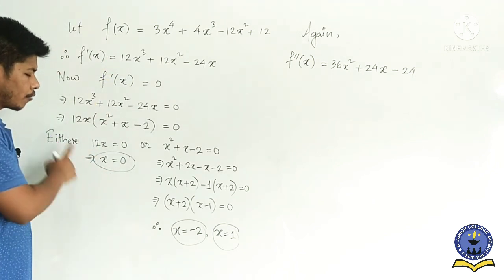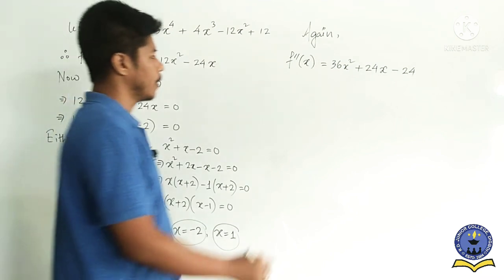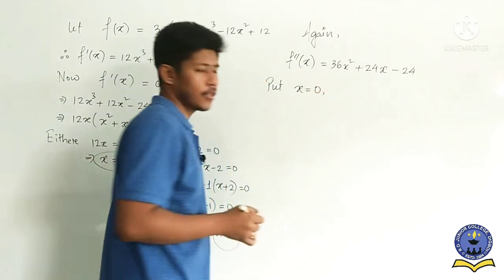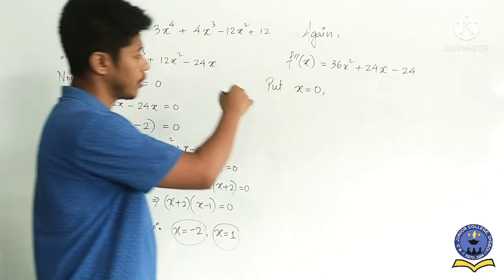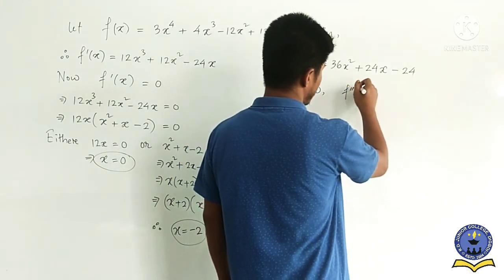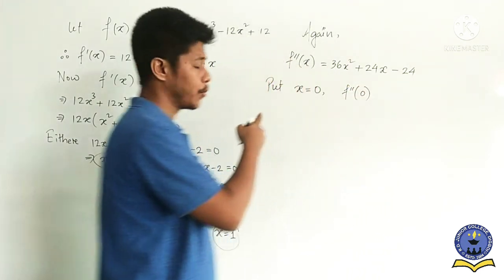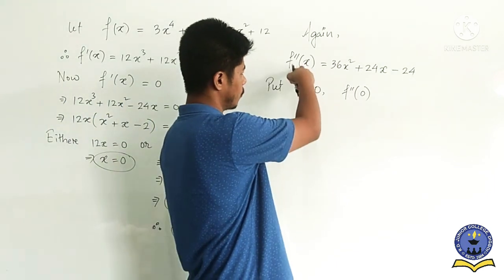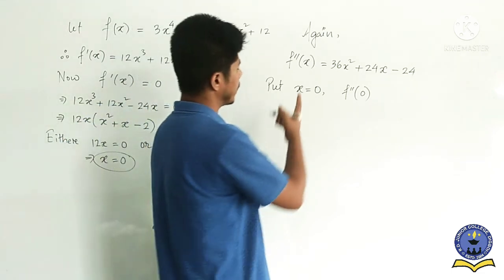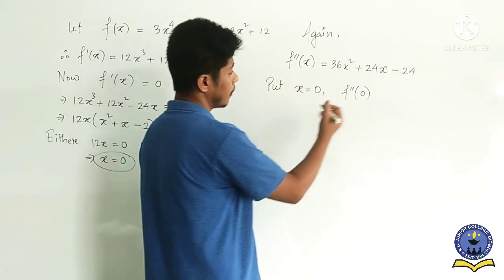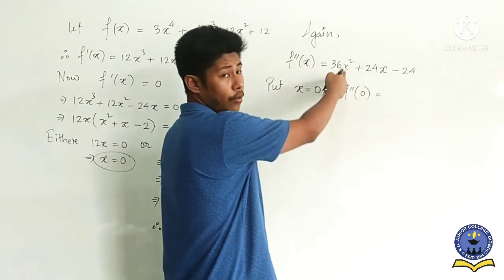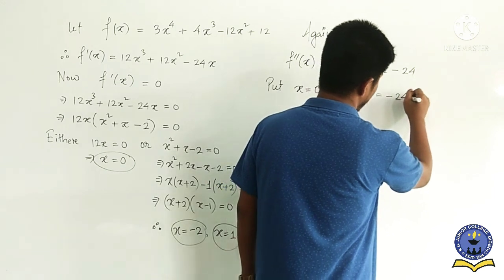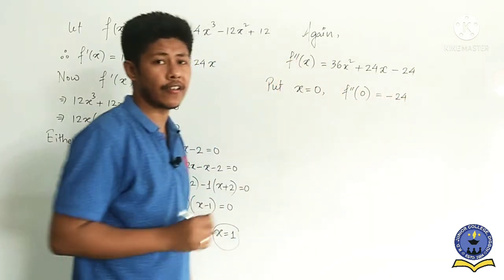Now we have to verify one by one. First of all, for the first point, put x equals 0. In the second derivative we have to put this critical point, so we write x equals 0 and put it here. What do we get? The first part has x equals 0, so this is also 0, isn't it? So simply remains minus 24. Actually this one is not the final value, this one is just a verification here.